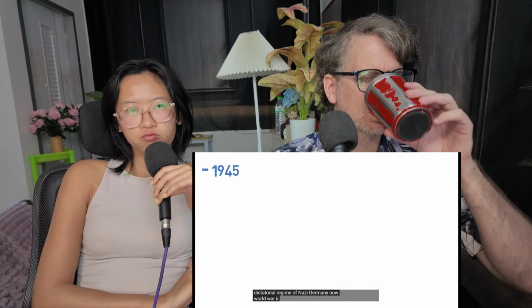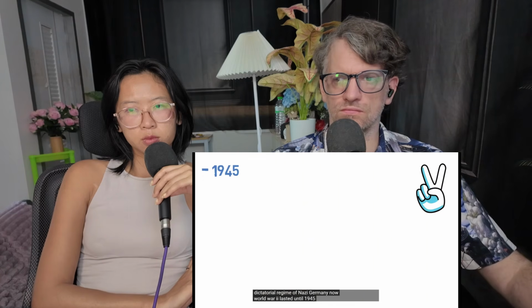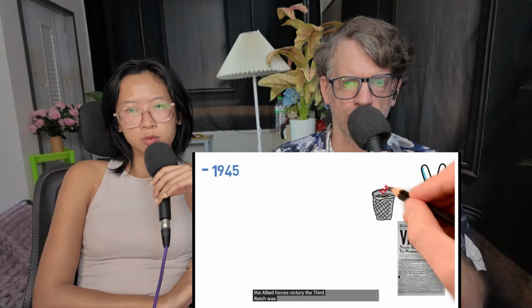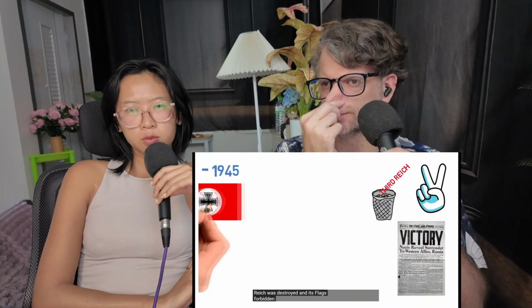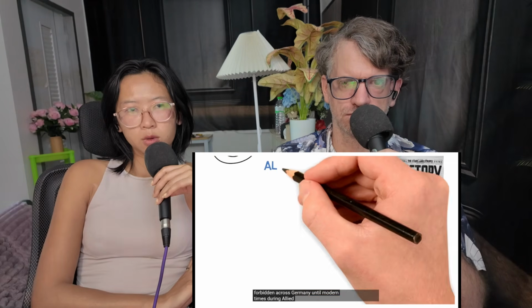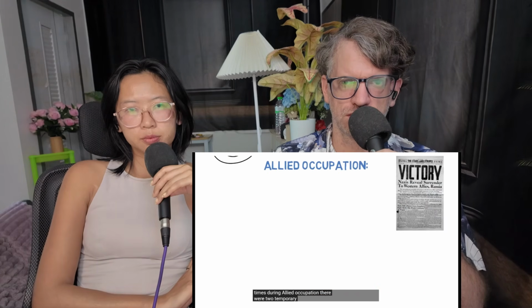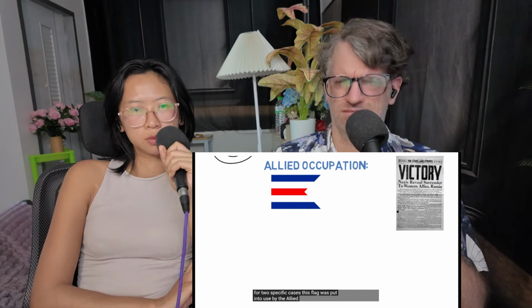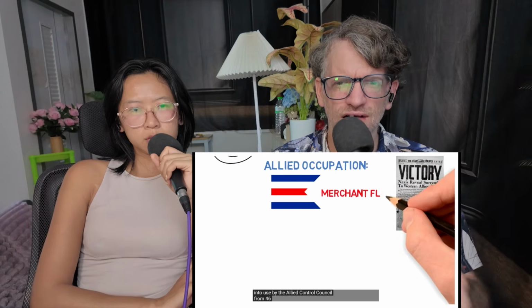Now, World War II lasted until 1945, and with the Allied forces' victory, the Third Reich was destroyed and its flag forbidden across Germany until modern times. During Allied occupation, there were 2 temporary flags put into use for 2 specific cases. This flag was put into use by the Allied Control Council from 46.